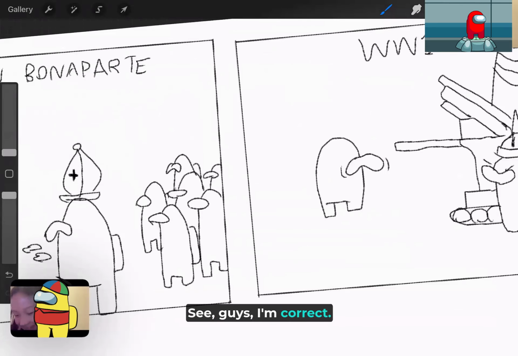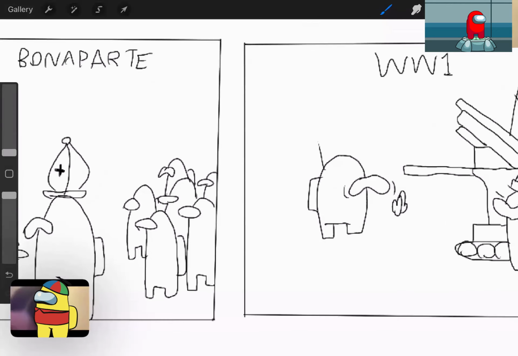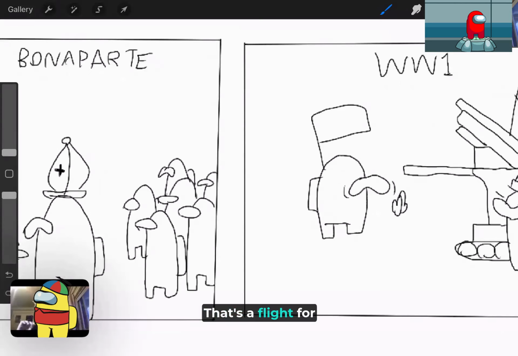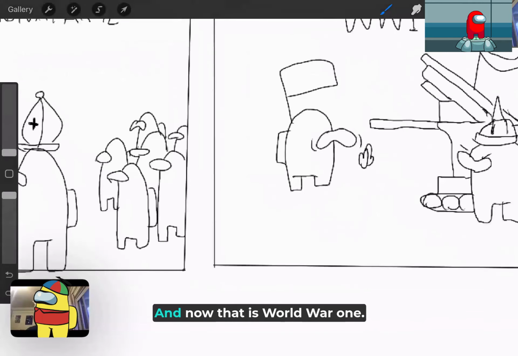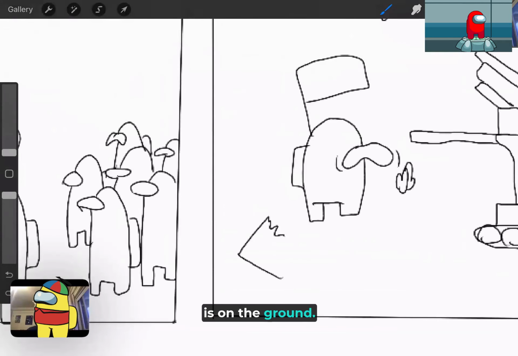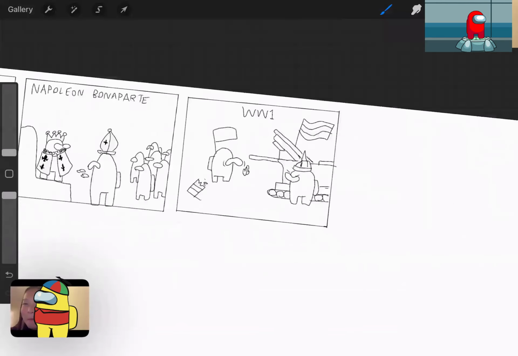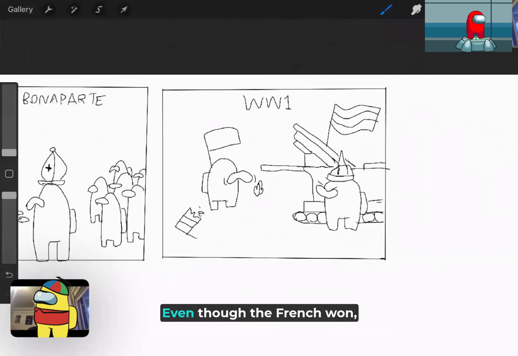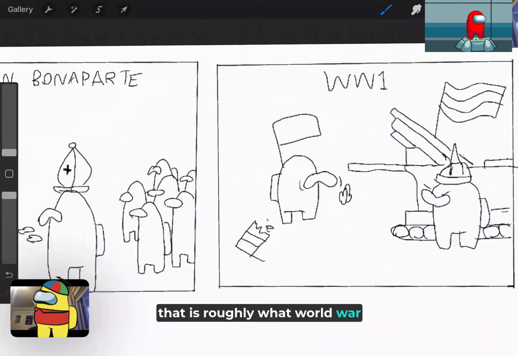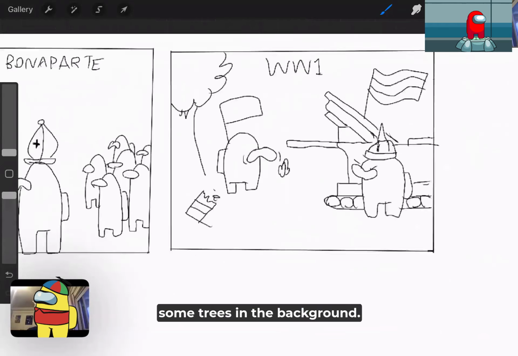See, guys, I'm correct. He loves ranting about people. Actually, no, that's a white flag. That's a flag for surrendering. And now that is World War One. And then the French flag is just on the ground, torn apart like this. World War One. Even though the French won, though. That is roughly what World War One looks like. And draw some trees in the background.